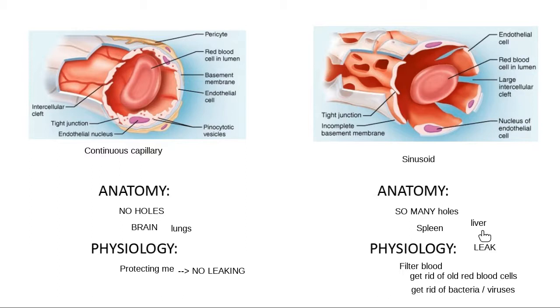In places where we want to keep stuff in and only let out the important stuff, for example oxygen, or, as we'll talk about next chapter, a cell's favorite food, glucose, that's the kind of stuff that can get in and out of a continuous capillary, but most other things can't. So keep in mind, places we want to keep safe, we're going to have a continuous capillary. Places that have a job of filtering things, we're going to use sinusoids there.